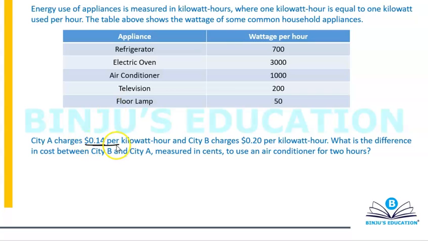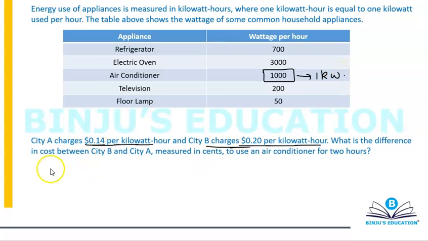So this is the cost that City A charges for every kilowatt hour. City B charges 0.20 per kilowatt hour. What is the difference in the cost between City B and City A measured in cents to use an air conditioner for 2 hours? Okay. So air conditioner wattage per hour is 1000. So that is nothing but 1 kilowatt.